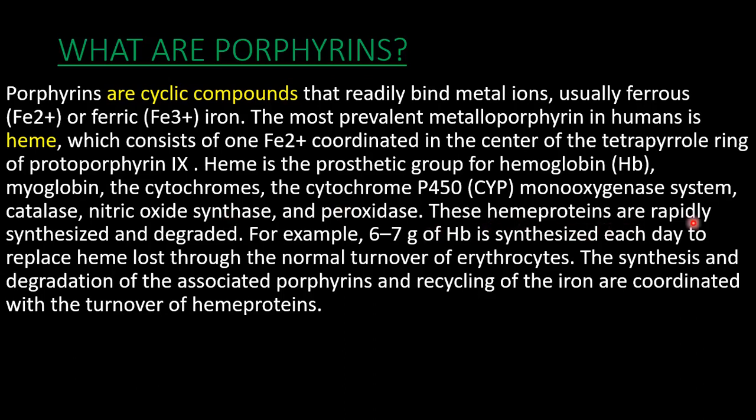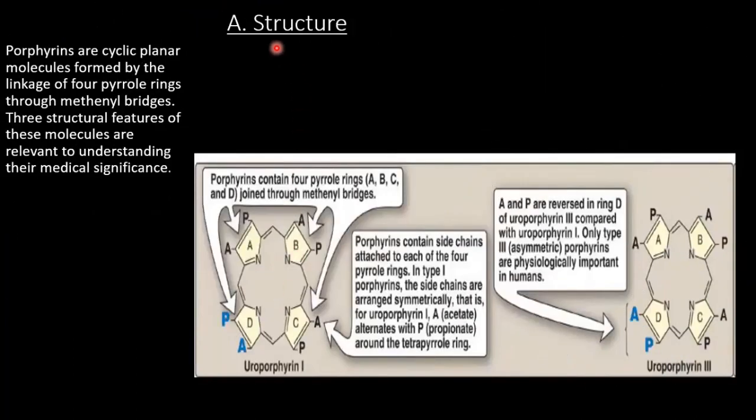Now, these heme proteins are rapidly synthesized and degraded, okay? For example, up to 7 grams of hemoglobin is synthesized every day to replace the heme lost through the normal turnover of red blood cells. The synthesis and degradation of the associated porphyrins and the recycling of the iron are coordinated with the turnover of these hemoproteins. Now, let's look at the structure of a porphyrin.